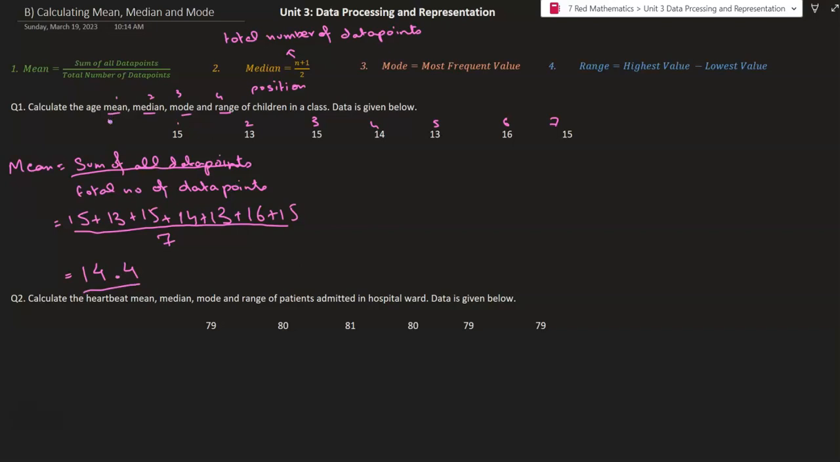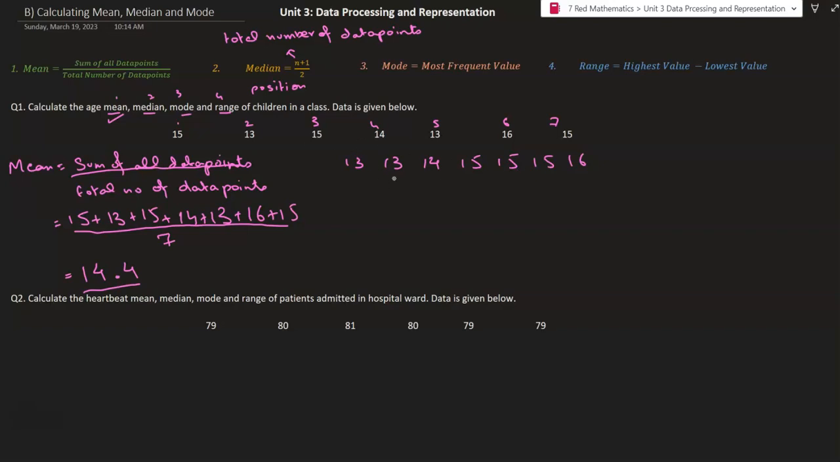Now this is done, and we move on to the median. The median is the middle value of these numbers. So first, what I have to do for median is arrange the values in ascending order. So the lowest value is 13, and 13, and then I have 14, and then I have 15, another 15, and another 15, and then I have 16. So now once I've arranged it, I have to figure out the middle value in this data.